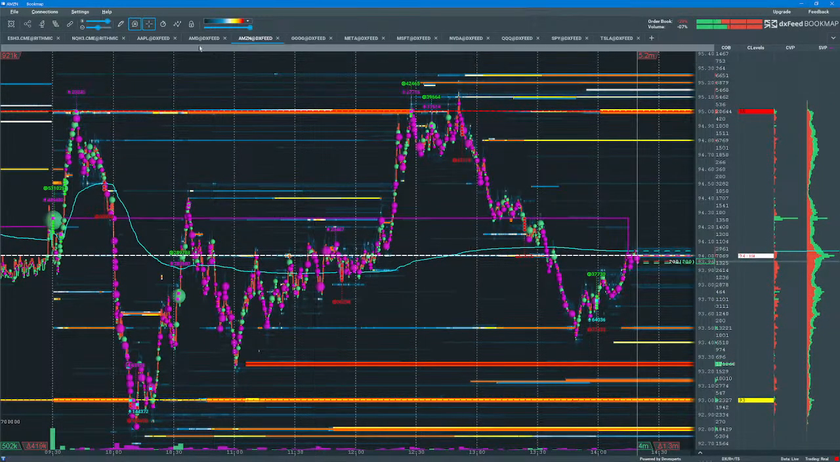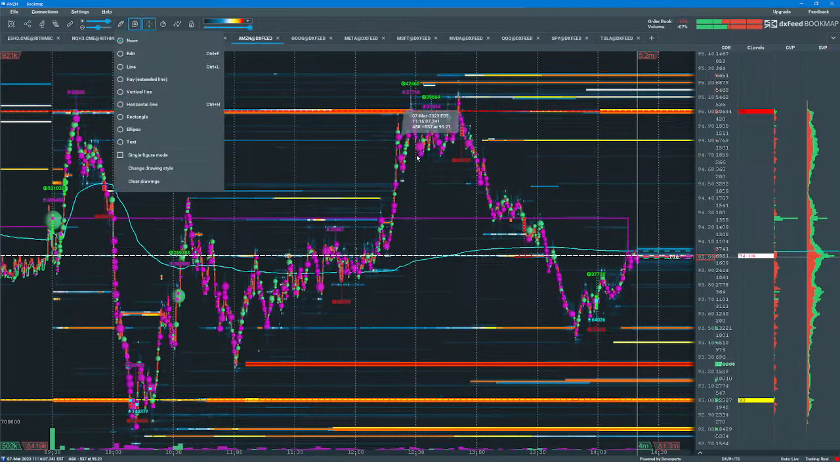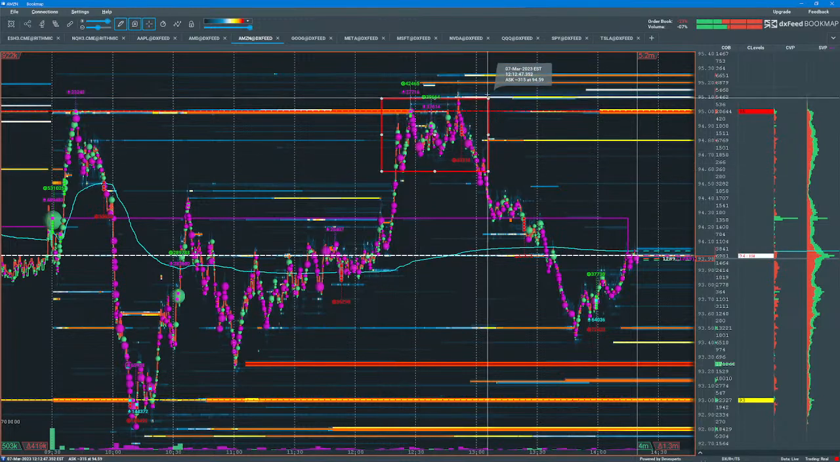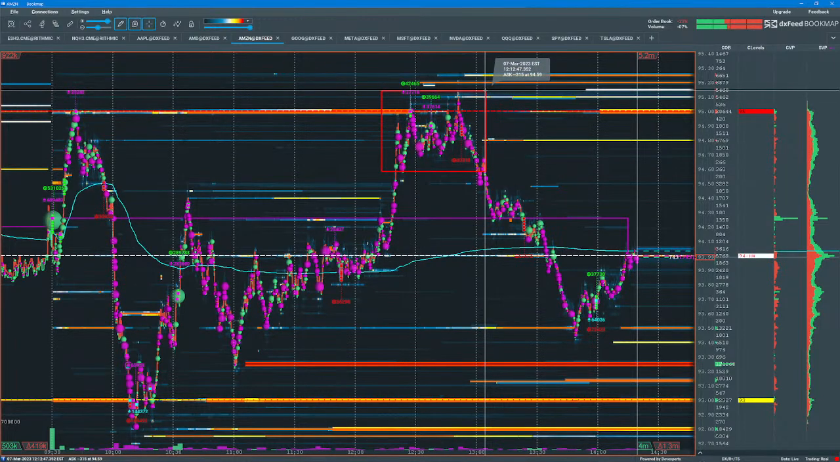So I think JEC got a nice setup here. This reversal short, the absorption at the 95 liquidity level.